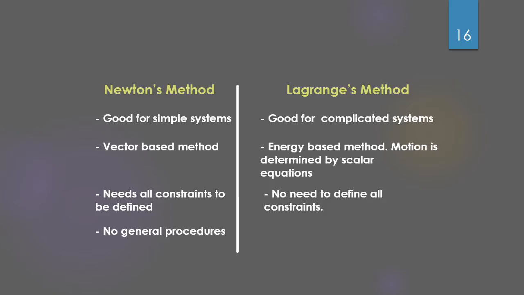Newton's method has no general procedure. So basically you just draw the free body diagram, do your force analysis, and you get the equation of motion. Yet with Lagrange's method, you have to identify how many degrees of freedom. After that, you need to bring the kinetic energies, the potential energies, get L, which is equal to T minus V, and after that do differentiation and you'll get the equation of motion.